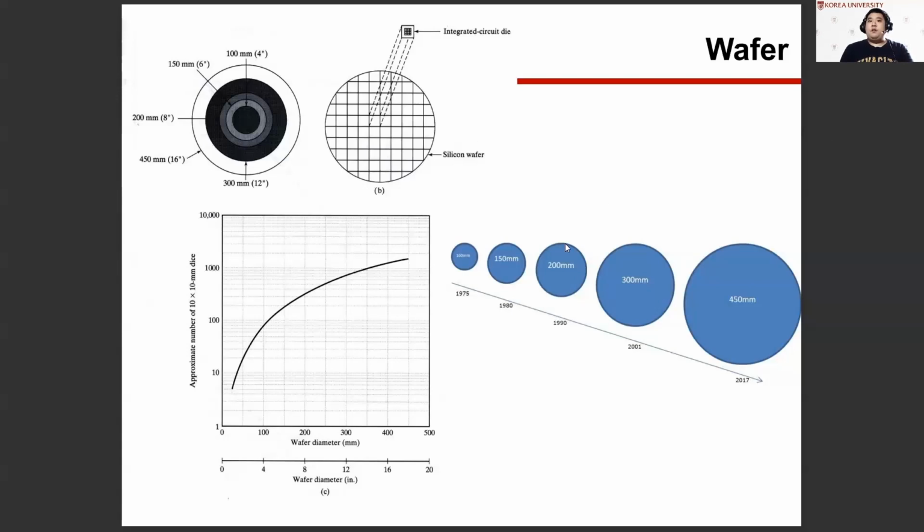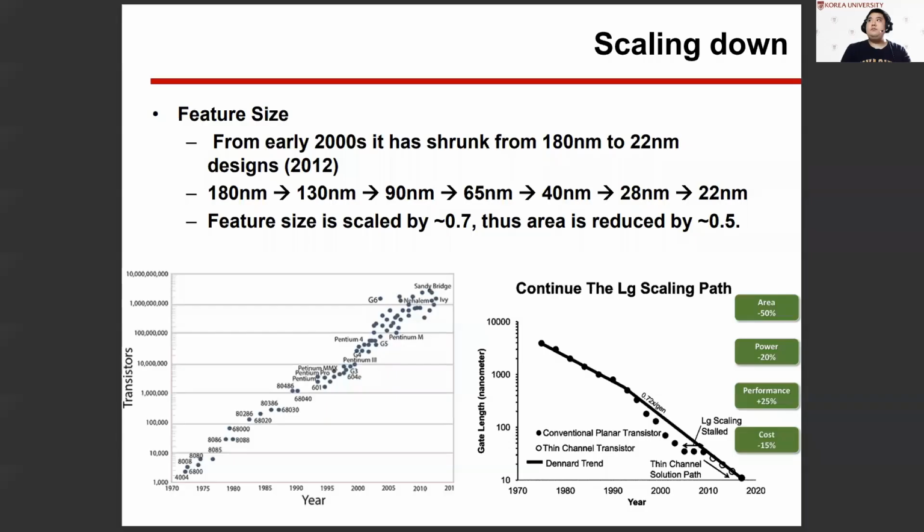As you can see, the size of the wafers has been enlarged over time, but until now, 450 millimeter wafers are not widely used, because dealing with such a large wafer is still technically hard, making it difficult to make the semiconductor devices uniformly.